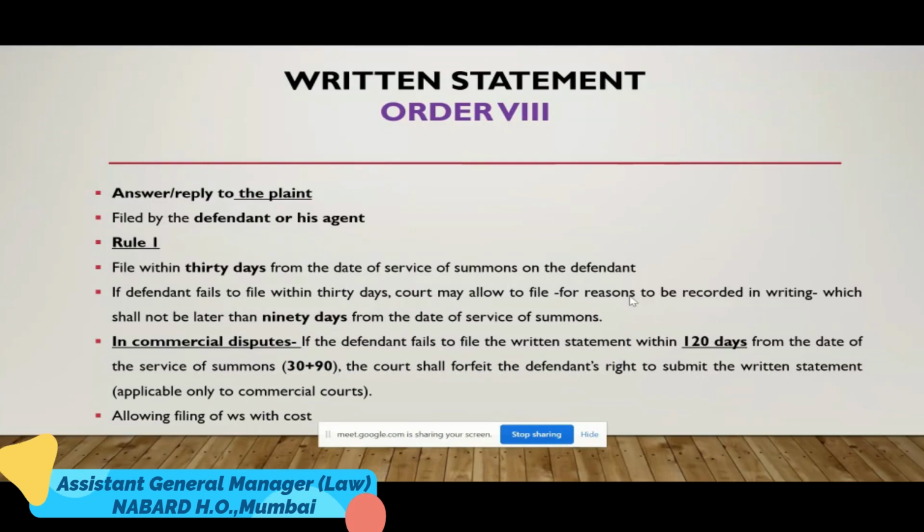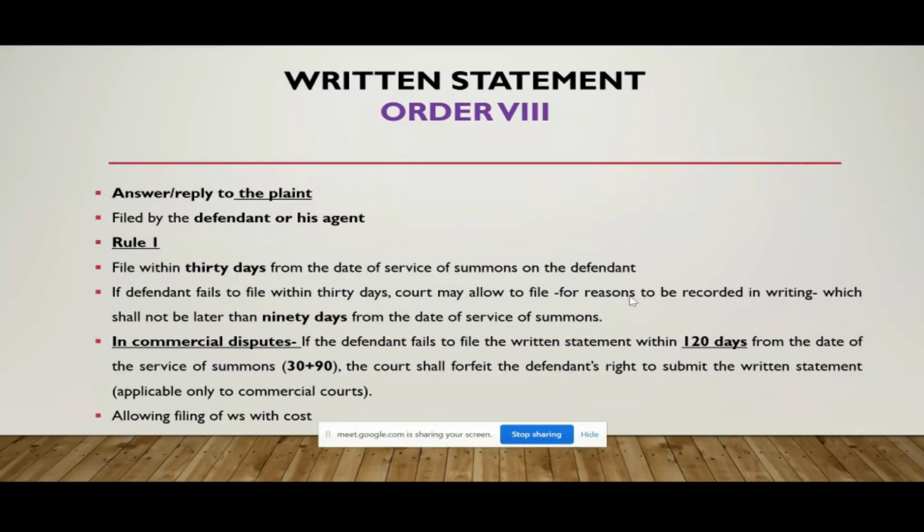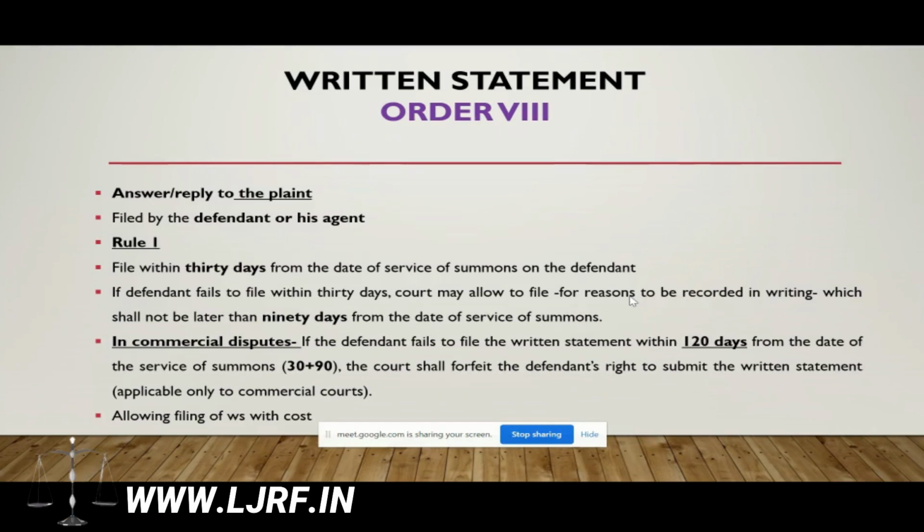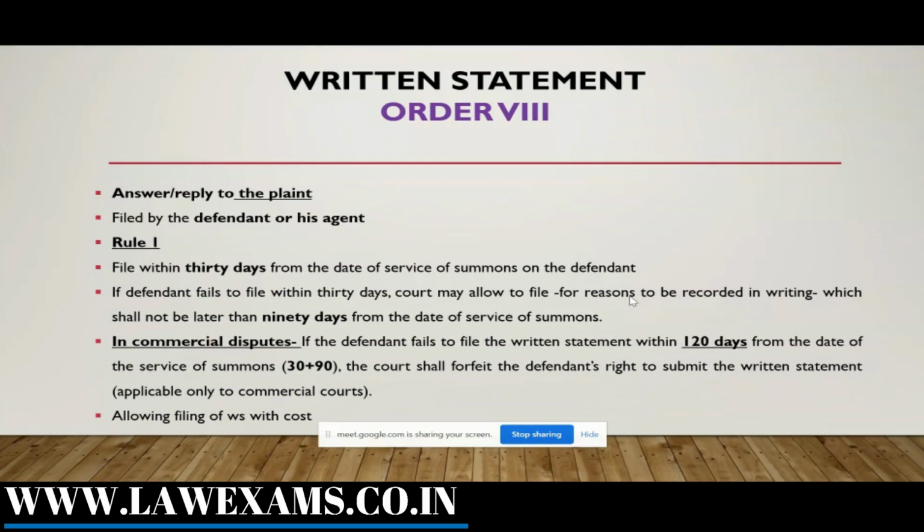So the normal rule is to file within 30 days, and if it is not able to be done, it should be 90 days and not more. This is the crux of rule 1. So now a question comes, whether this 90 days allowed in this code is mandatory or directory. It is not written anywhere in the code.